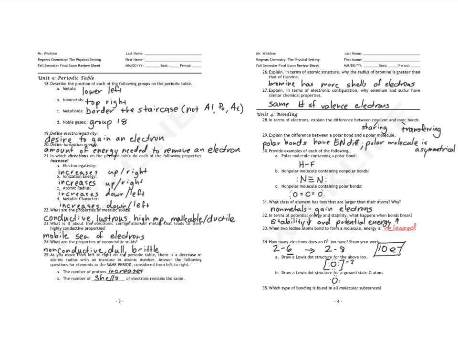Now, the type of bonding that would be found in all molecular substances is called covalent. And this also means that the definition of a molecule is any substance that is completely bonded covalently.